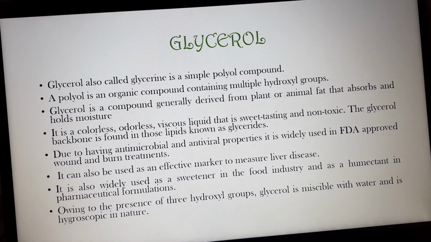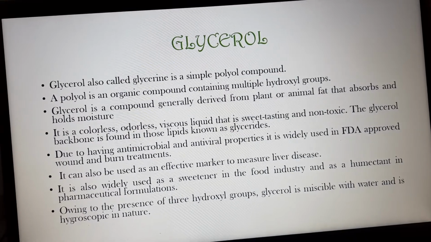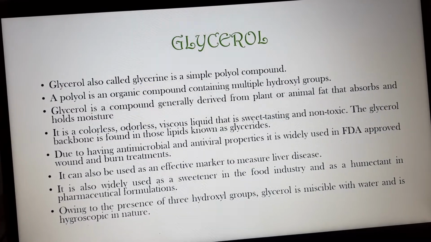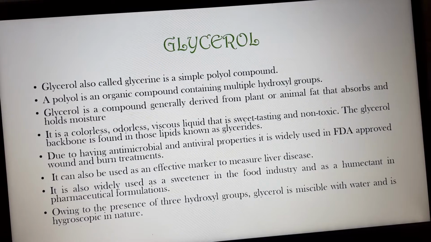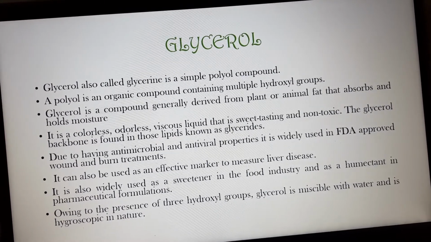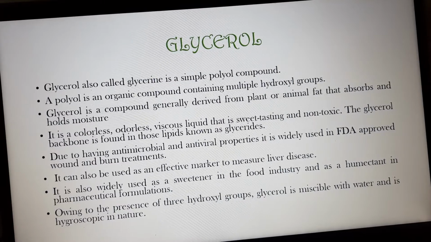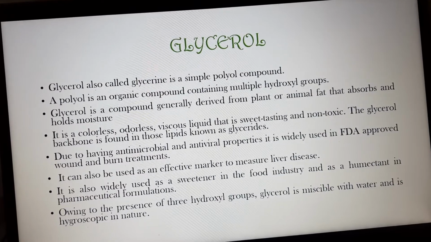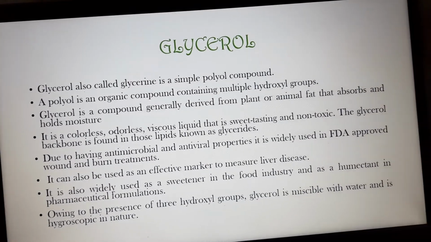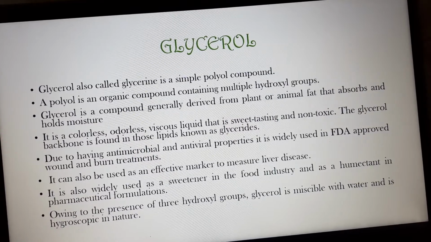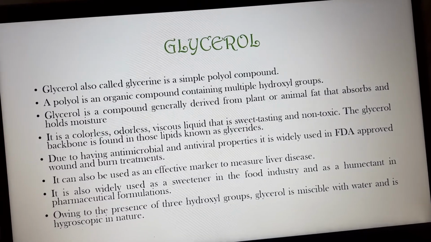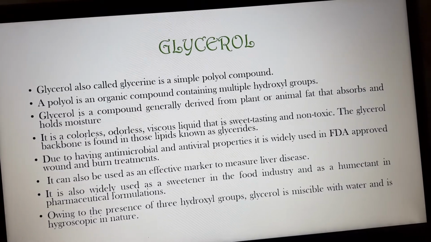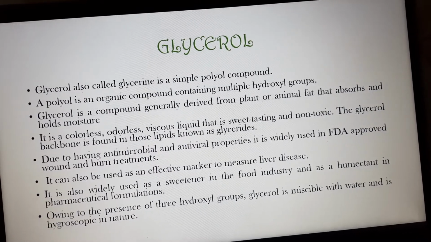Glycerol, also known as glycerin, is a simple polyol compound. A polyol is an organic compound containing multiple hydroxyl groups. Glycerol is a compound generally derived from plant or animal fat that absorbs and holds moisture. It is a colorless, odorless, viscous liquid that is sweet tasting and non-toxic. The glycerol backbone is found in those lipids known as glycerides. Due to having antimicrobial and antiviral properties, it is widely used in FDA-approved wound and burn treatments.